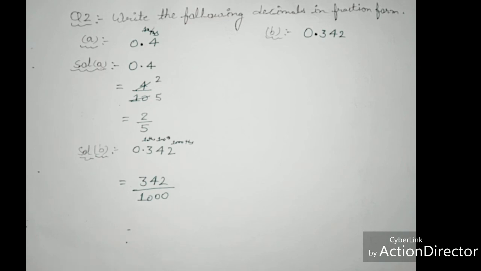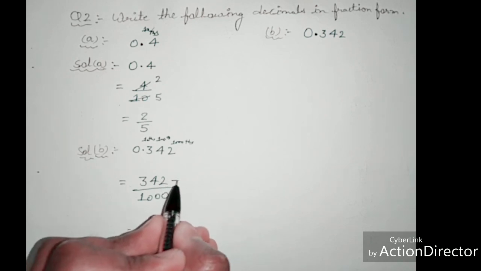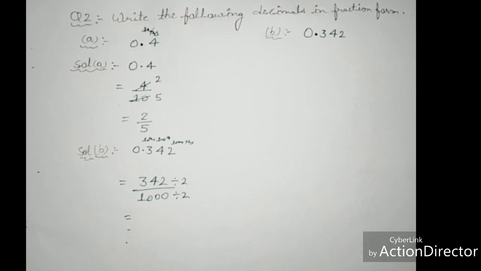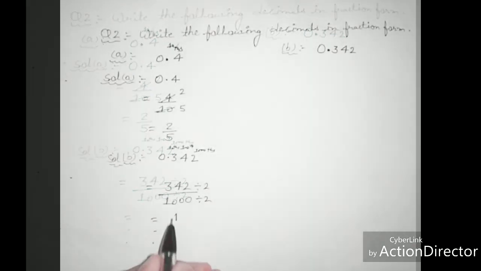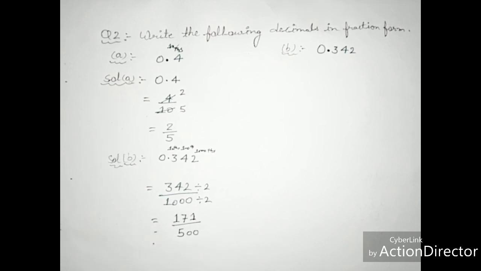Now we divide both numerator and denominator by 2. So we divide by 2, we get here 2 ones are 2, 2 sevens are 14, and 2 ones are 2. Now 2 fives are 10 and 0 0. So now the fraction form of 0.342 is 171 upon 500.